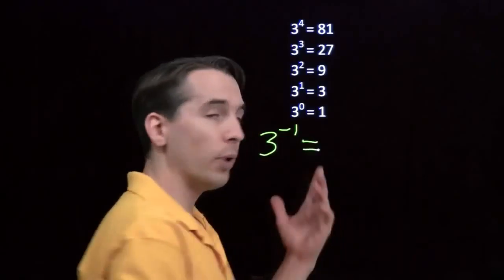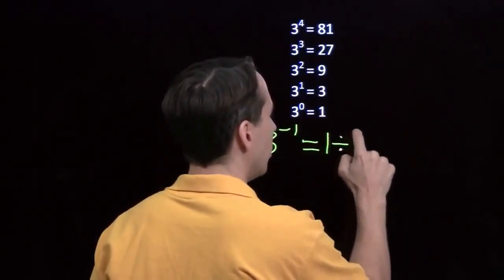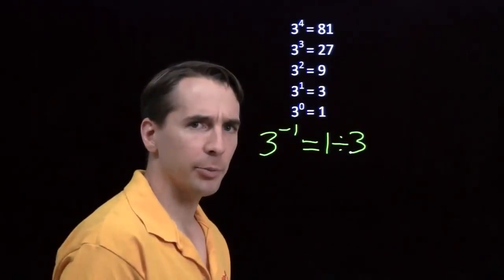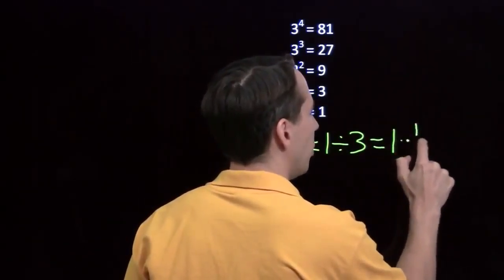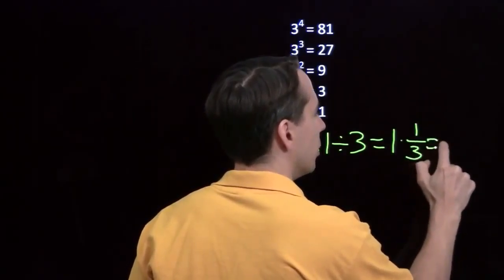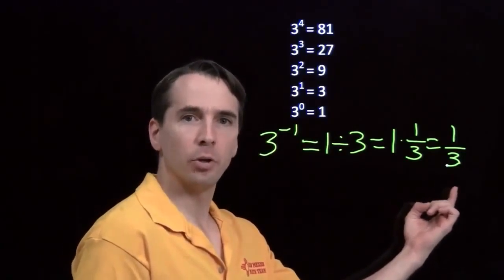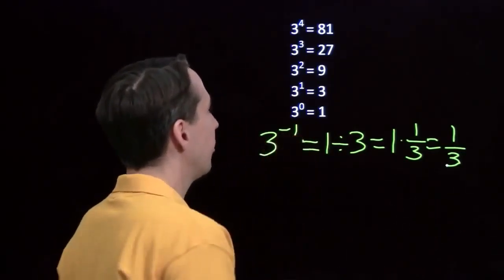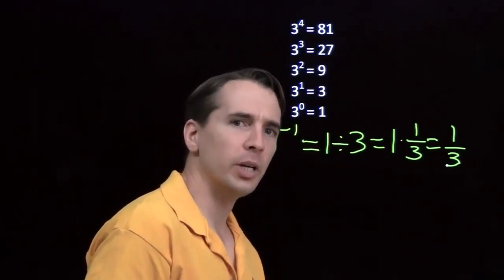Now over here on the right, we're dividing by 3 at each step. So if this pattern continues, we should get 1 divided by 3. Now, dividing by 3 just means multiplying by the reciprocal of 3. So over here, we just get the reciprocal of 3. So it looks like 3 to the -1, if this pattern continues, is just the reciprocal of 3.